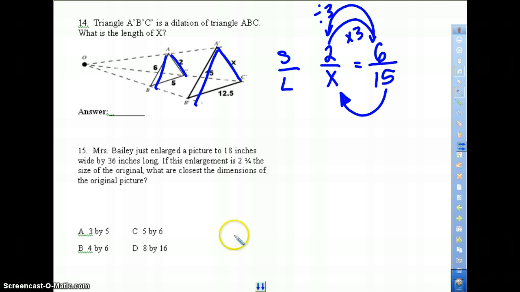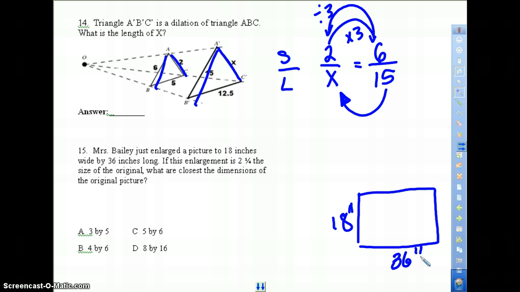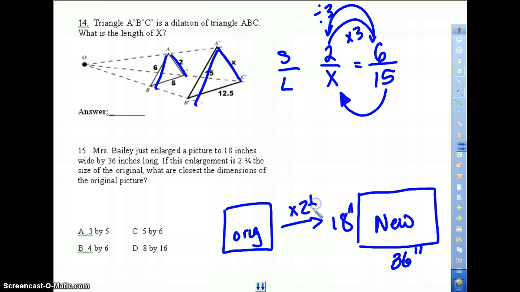All right, down here, number 15. Mrs. Bailey just enlarged a picture to 18 inches by 36 inches. If this enlargement is 2 1/4 times the size of the original, here's the original, and you know these are supposed to be similar figures. This is the new, and you take the original and you multiply by the scale factor to get the new. They want to know what's the closest to the dimensions of the original picture.